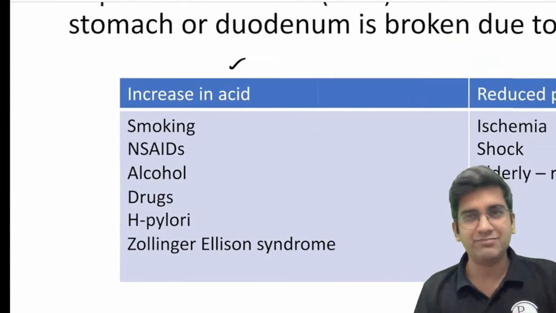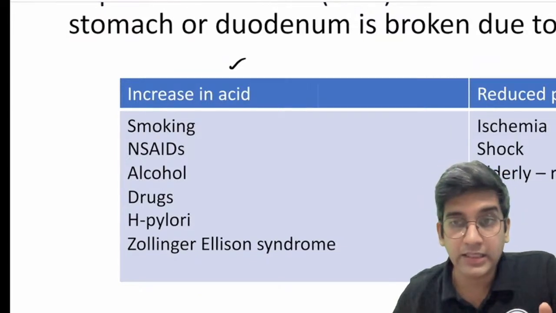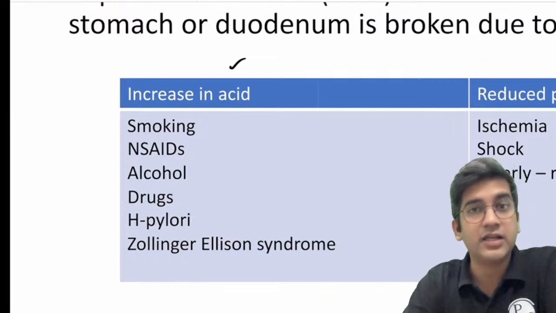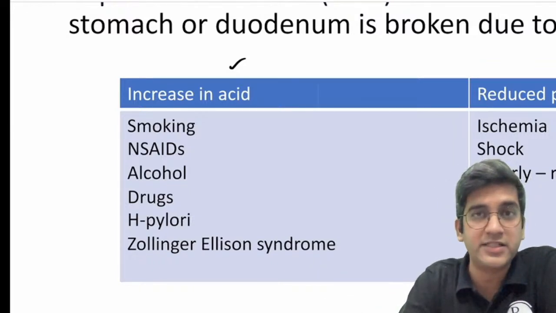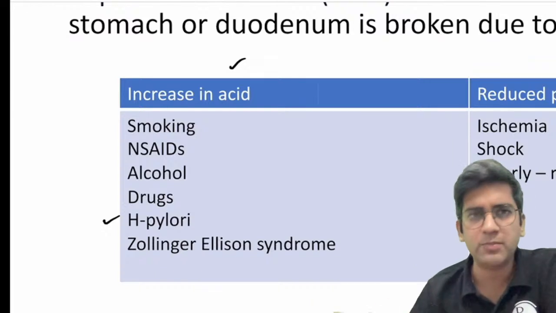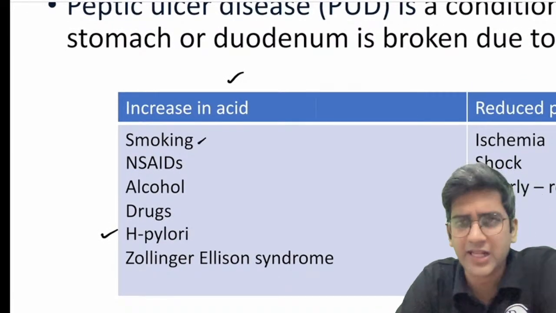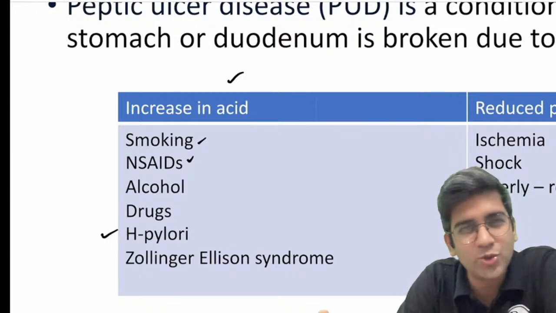Increased production of acid, you can write anything. Like I said, H. pylori can cause peptic ulcer disease, but both of them are not the same. H. pylori will definitely cause it, but both of them are not the same. So increase in acid can be due to smoking, an acute event. NSAIDs, I am sure you know why it causes.